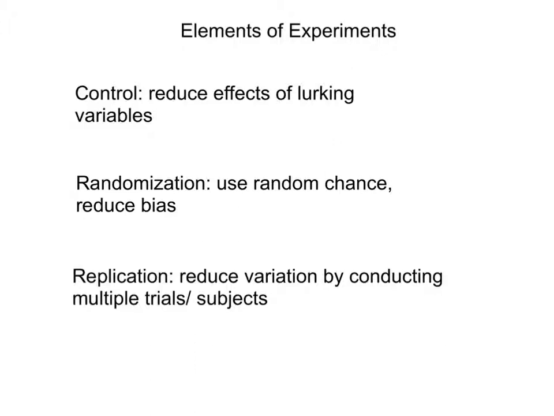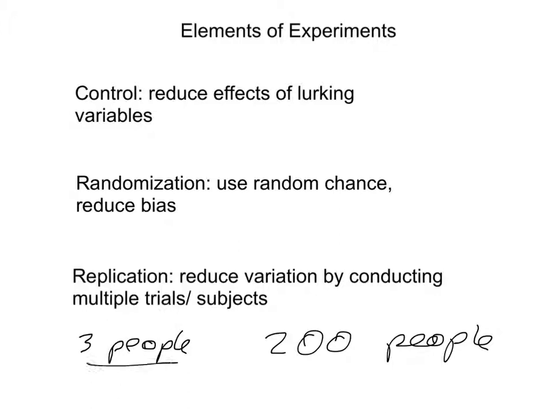For example, we have an experiment on people and we have 3 people. That's going to have a lot more variation than if we have an experiment with, say, 200 people, because these three people could respond to the treatment very differently than the larger population. So 200 people is going to be more accurate.